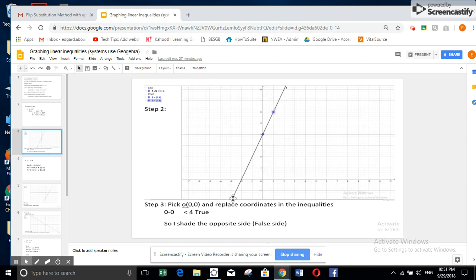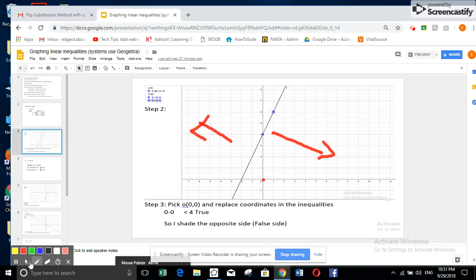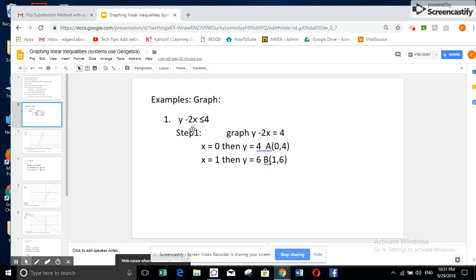Now this line will split the region into two parts. I have the above part and the below part. To know which region is the solution, I need to pick any particular point. This particular point can be up or down. The easiest point to pick is the origin. So let us pick the origin. If I replace the coordinates of the origin, 0, 0, what we're going to get is 0 minus 0 less or equal to 4.